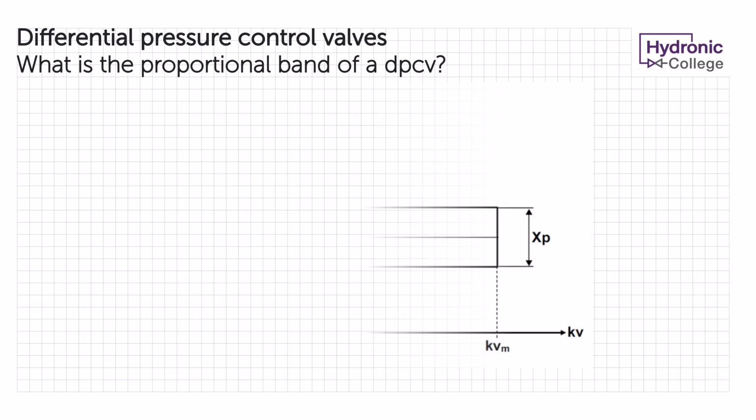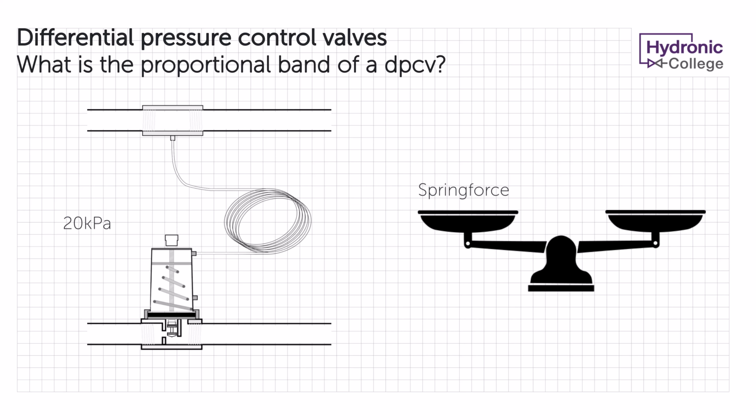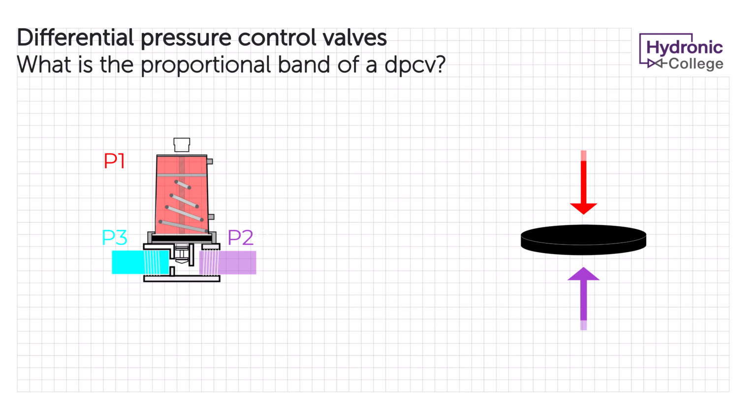Let's take an example. The valve is set to maintain 20 kPa. This means that the spring force is set to ensure that it is in balance with the diaphragm force at 20 kPa. If the dp rises to, for example, 24 kPa, the diaphragm force exceeds the spring force, the valve moves towards closed. But it doesn't snap shut, it moves proportionally.